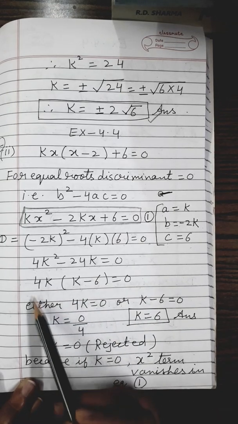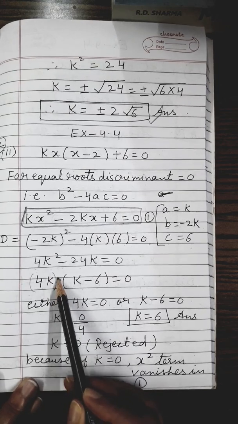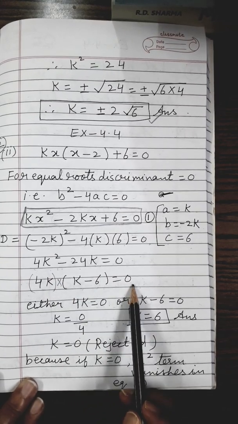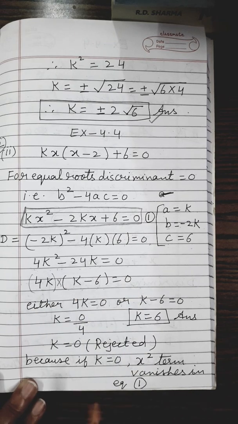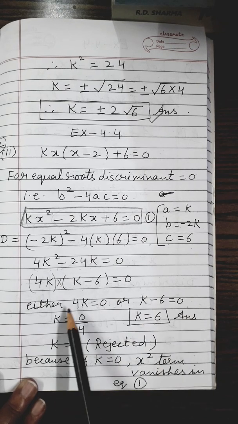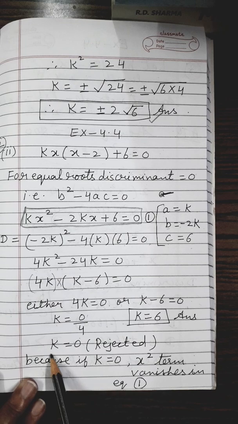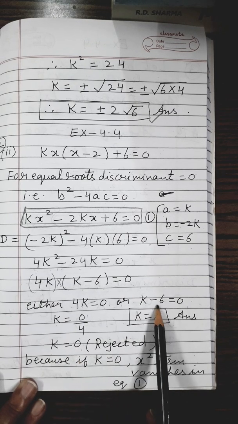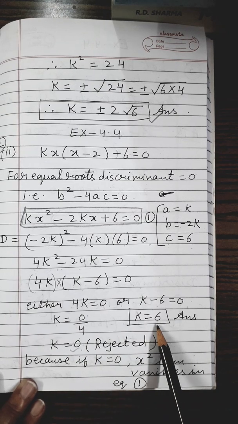Now what do you notice here? This is a product of two terms. One is 4k and second is k minus 6 equals to 0. Product of two terms is 0 if either of the two terms is 0. So I can write either 4k equals 0 or k minus 6 equals 0. So from here what will be k? 0 upon 4, which gives you 0. Second, k minus 6 equals to 0, so you obtain k equals to 6. So you are getting two answers. One is k equals to 0, second is k equals to 6.